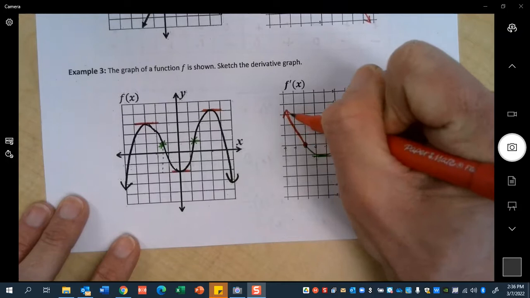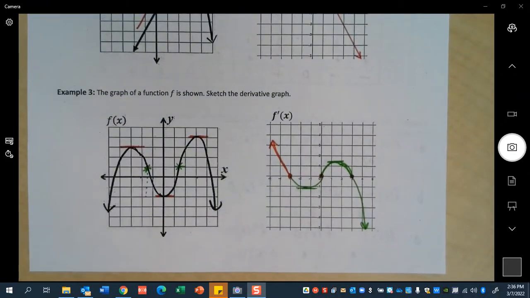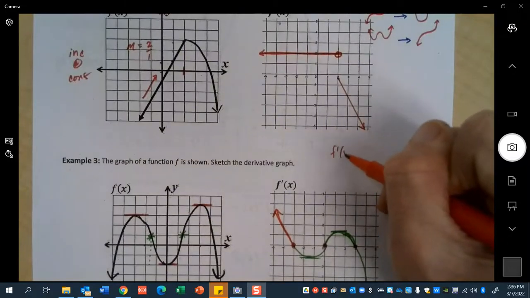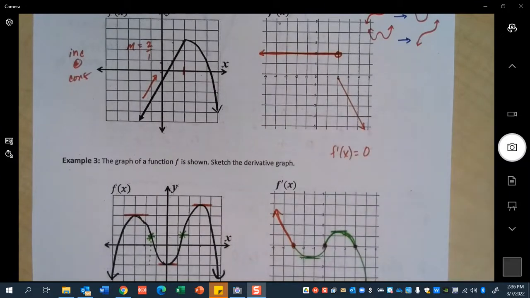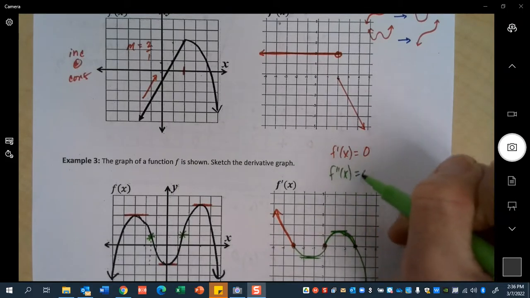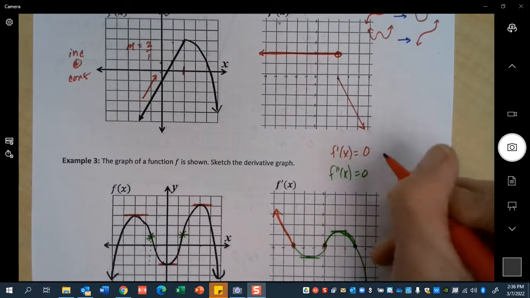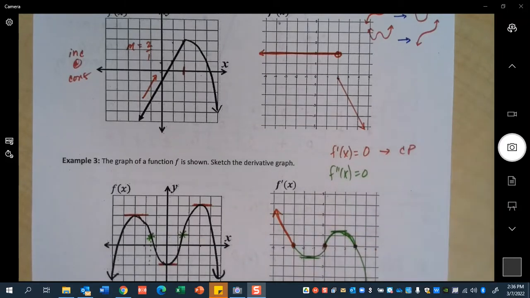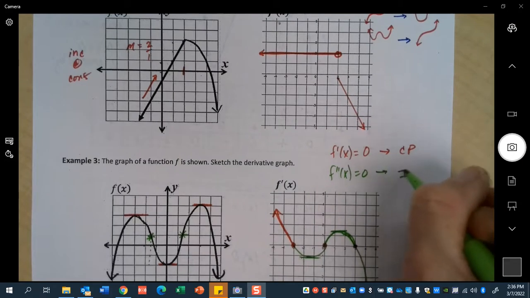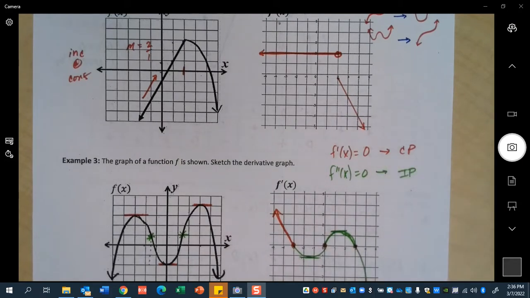Do you see a 4th degree graph become a 3rd degree graph? And that is because what I pay attention to is when f prime of x is equal to 0. I pay attention to when f double prime of x is equal to 0. These are critical points, and these are inflection points.